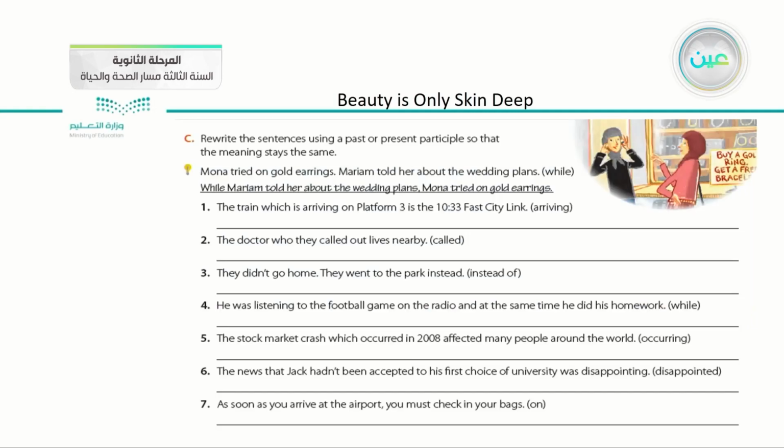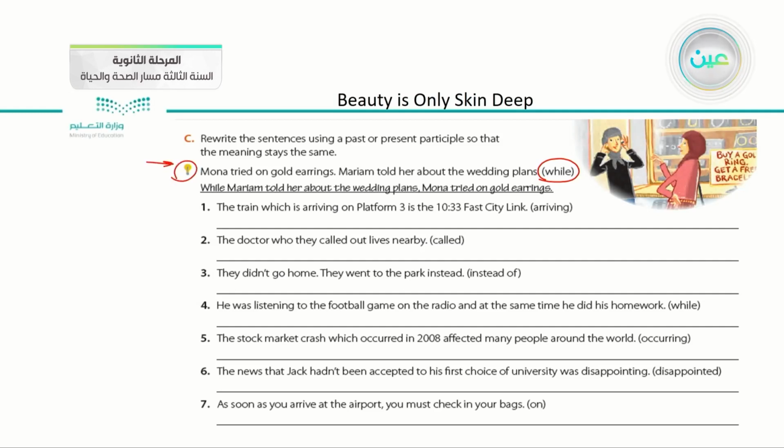Now we have an exercise where we have 7 sentences. Rewrite the sentences using a past or present participle so that the meaning stays the same. In each one of these sentences, we will rewrite the sentence using the words between the brackets, and we have to make sure that the meaning of the sentence stays the same. We have an example here.